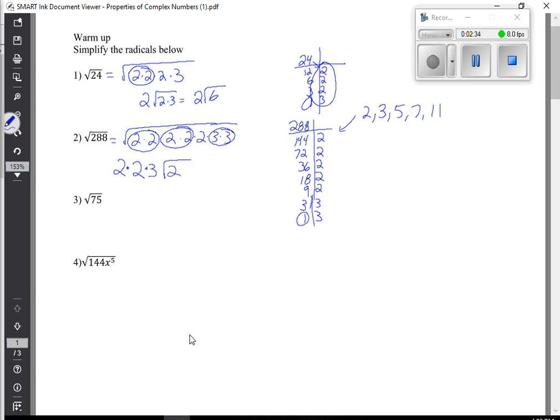2 times 2, so you multiply on the outside. 2 times 2 is 4. 4 times 3 is 12. Radical 2.